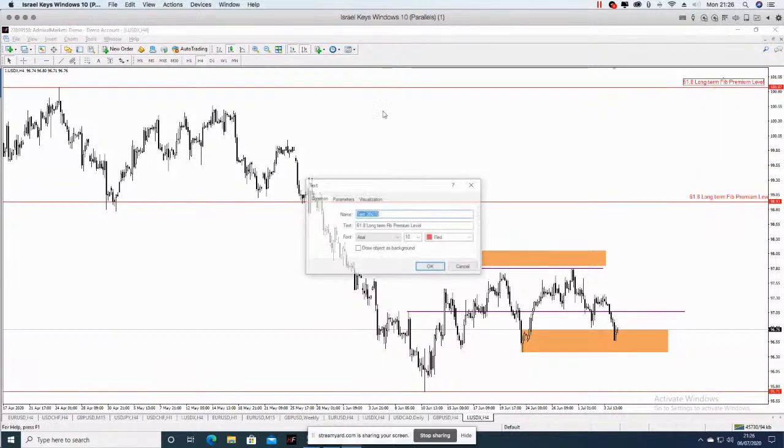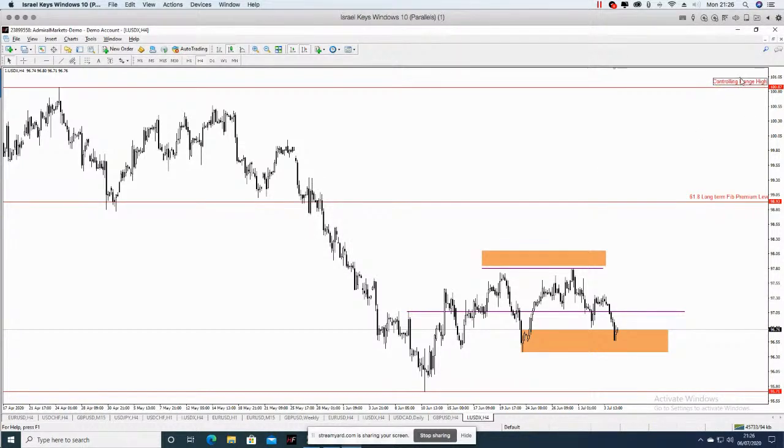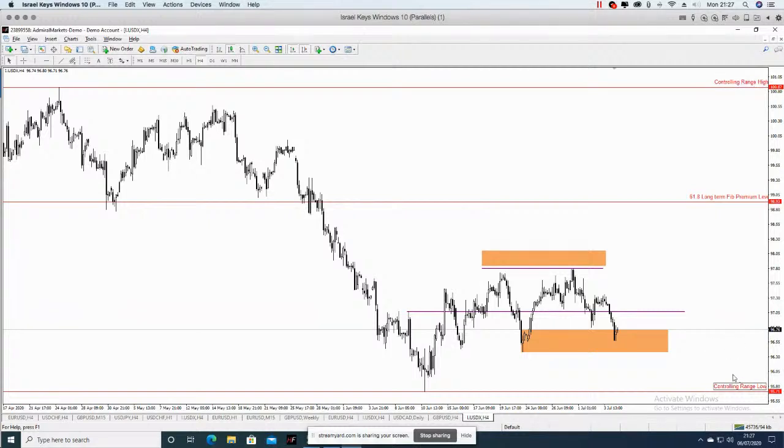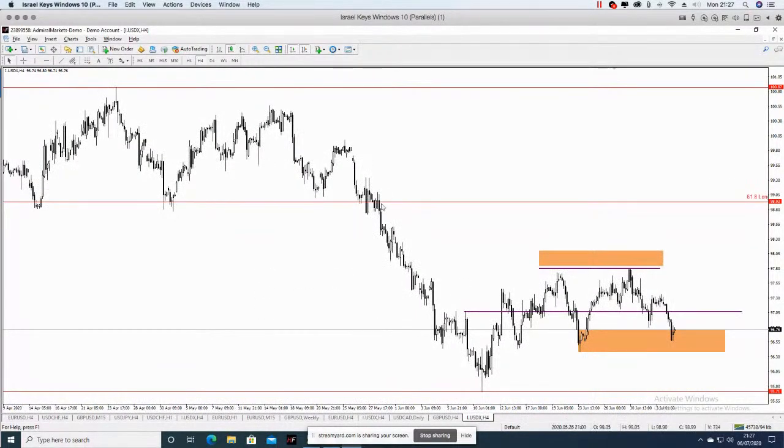Text properties. Controlling range high. And down here, so up there, controlling range high, and down here, properties, controlling range low. All right, so I'm forming so far, everything's telling me long-term for the week up.